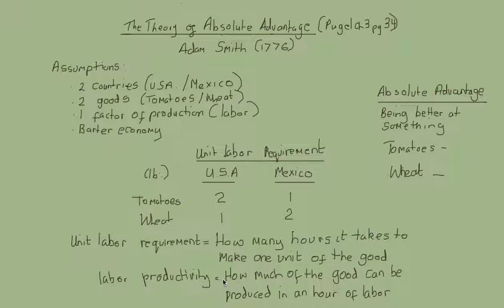Labor productivity is obviously an analogous concept. It's the opposite, if you like. So this says how much of the good can be produced in an hour of labor. So for example, if we know that it takes 2 hours to make a pound of tomatoes, then in the course of 1 hour, we could make half a pound of tomatoes. So we would say that labor productivity in the tomato industry in the US is half a pound of tomatoes per hour. So it's just a reciprocal of the unit labor requirement.